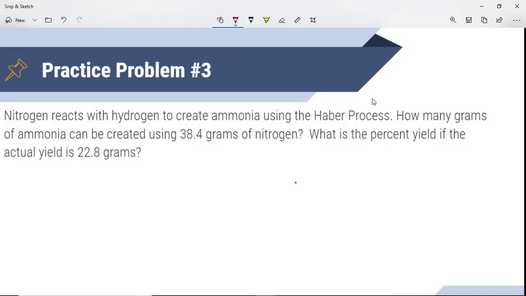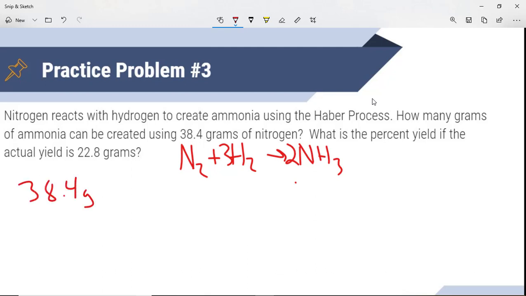Let's take a look. Nitrogen reacts with hydrogen to create ammonia using the Haber process. How many grams of ammonia can be created using 38.4 grams of nitrogen? What is the percent yield if the actual yield is 22.8 grams? So let's write our equation. So nitrogen, remember that is a diatom. Hydrogen. Ammonia. NH3. Balance our equation. And start our stoichiometry. 38.4 grams of N2.